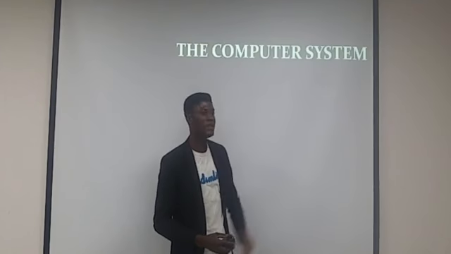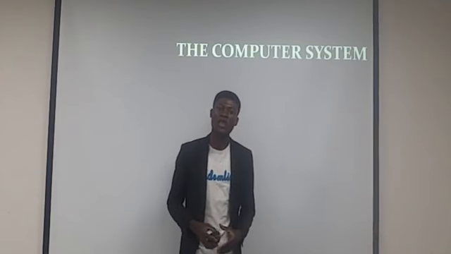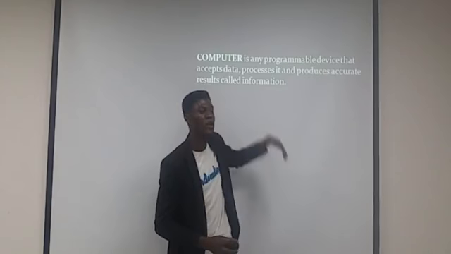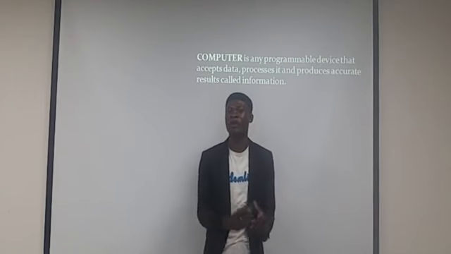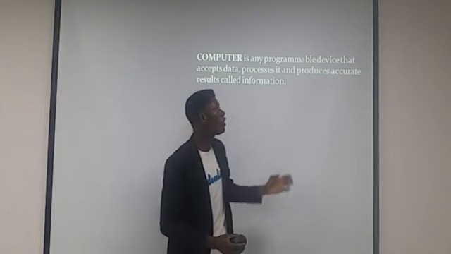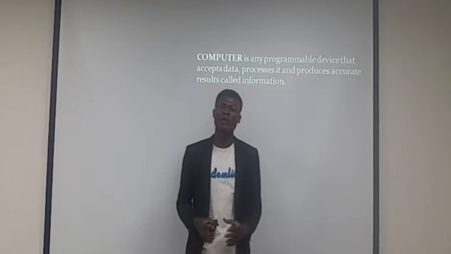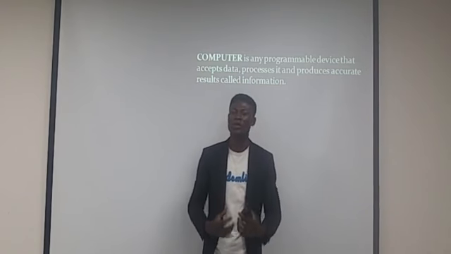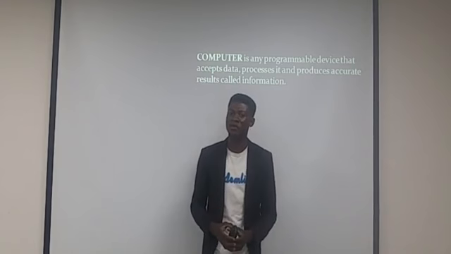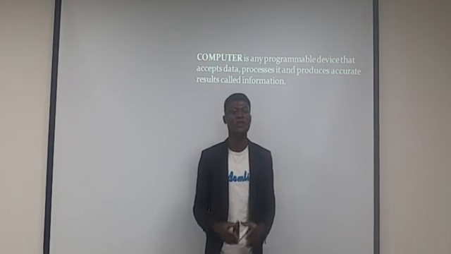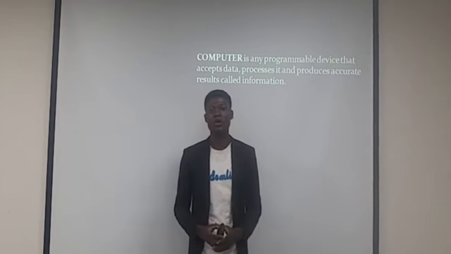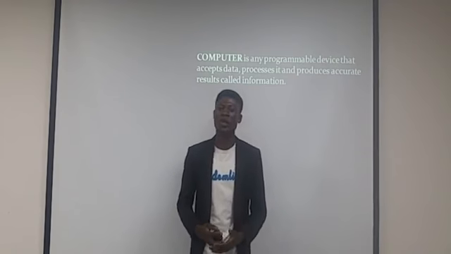In computer science today, we'll be looking at the topic, the computer system. Before we go into saying what the computer system is, let us divide this into two, the computer and the system, and know what they are separately before we come back to bring them together. Now, we want to look at what the computer is. The computer is any programmable device that can accept data, process it, and then give us an accurate result, which we can refer to as information. So any device that is programmable and can accept data, process it, and give us an accurate result or information, we can refer to as a computer.